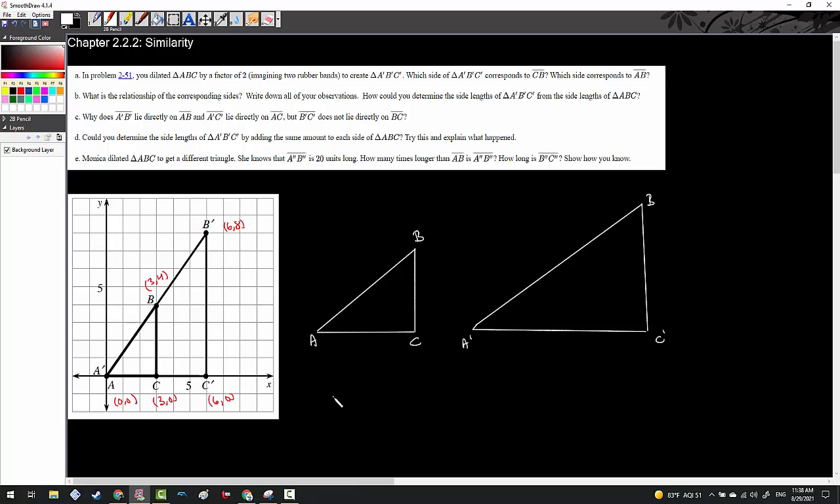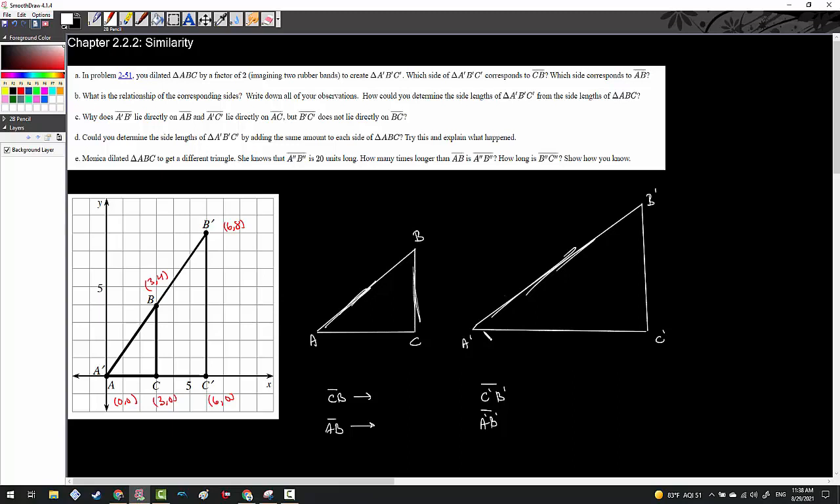Now it's pretty self-evident where the corresponding sides are going to be. So if I wanted to say side CB, well, that's the vertical side right here. It would be corresponding to C prime, B prime. And then AB, which looks like the hypotenuse of this right triangle, would be corresponding to A prime, B prime. And so again, you're just trying to find those corresponding sides right there.